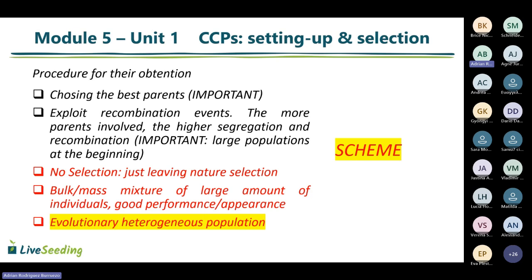With this strategy, you will have at the end so-called evolutionary heterogeneous populations. They are not so standardized in appearance or the main breeding traits like the previous one, but you will have a heterogeneous and adapted population, coevolved properly with natural selection, including climate change. So this is another alternative.